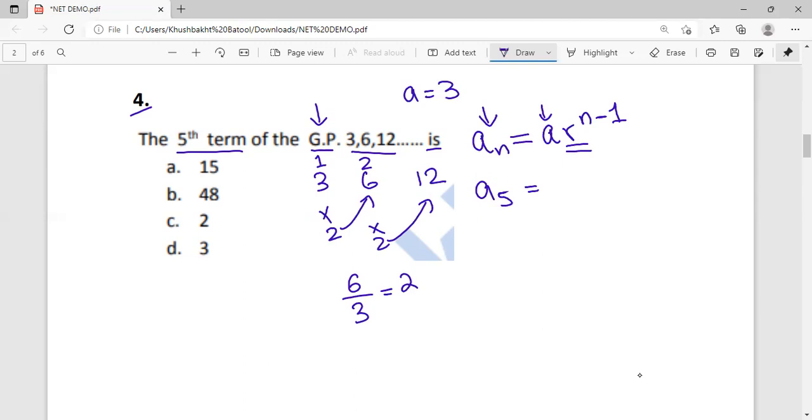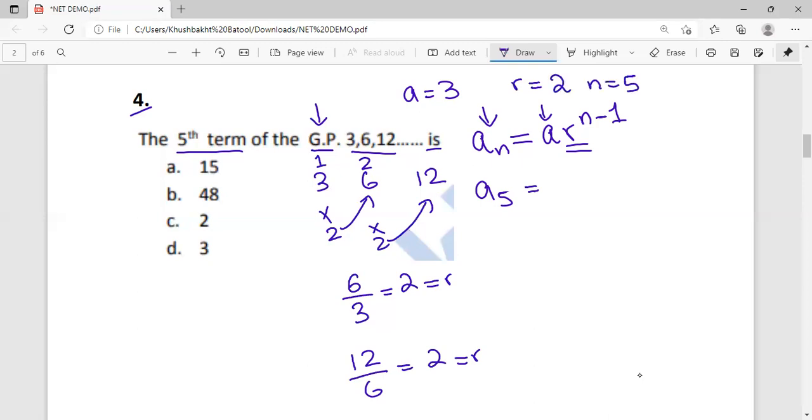You can also use the third term, divide it by the second term, and you will get the same R. This is your ratio, the common ratio by which every term is being multiplied by 2 to get the next term, okay? So A is 3, R is 2, and N is 5.